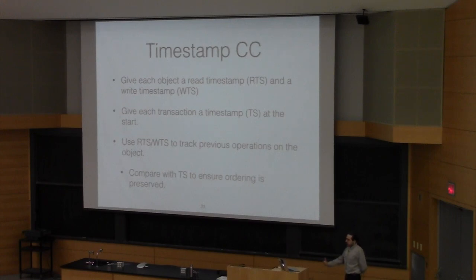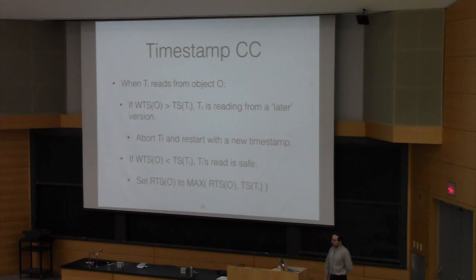So again, each transaction has a timestamp, and each object has a read timestamp and a write timestamp. Every time a transaction reads from a given object, it checks whether the object was written more recently than its own timestamp. If a later transaction came along and wrote to this object, then we have a problem: the transaction encounters a conflict and has to abort. If the transaction is earlier, the read is safe, so it updates the read timestamp to the later of its own timestamp or whatever read timestamp is already on the object. Any questions?